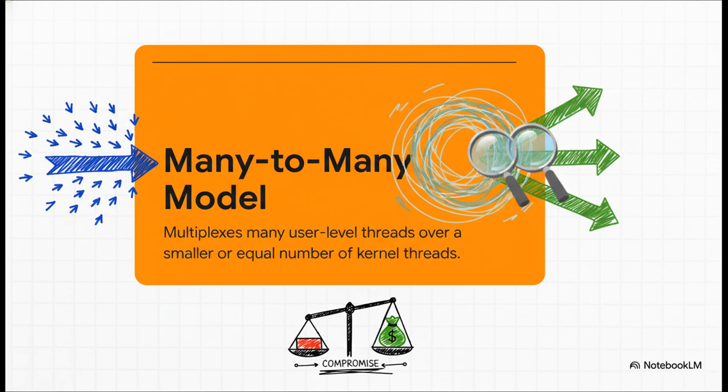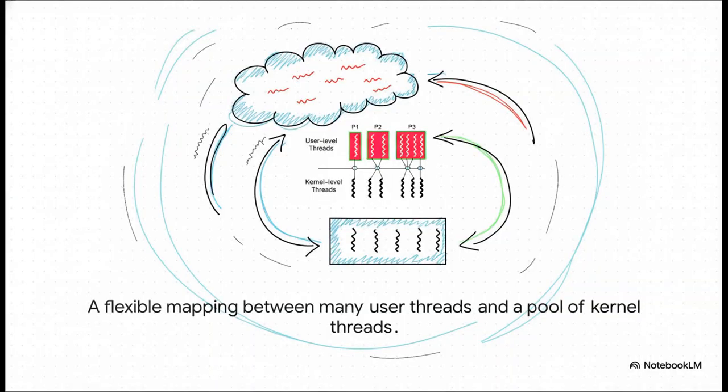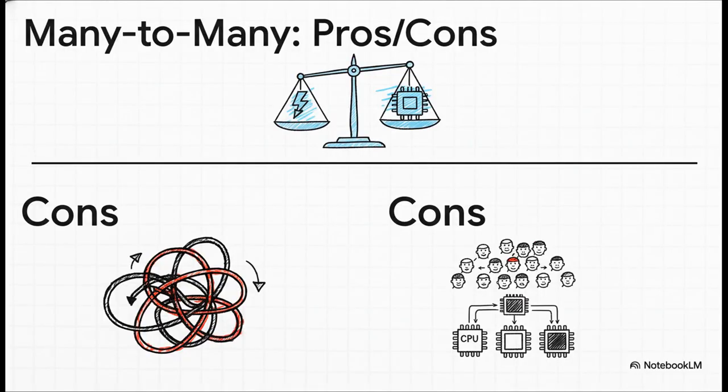Well, that brings us to our third option, the many-to-many model, which really tries to get the best of both worlds. The key word here is flexibility. You've got a pool of user threads, and they're mapped onto a smaller, or maybe equal-sized, pool of kernel threads. The operating system can then dynamically manage these connections, assigning kernel threads to user threads whenever they're needed. This model offers a pretty great balance. It allows for concurrency without that heavy overhead of the one-to-one model.